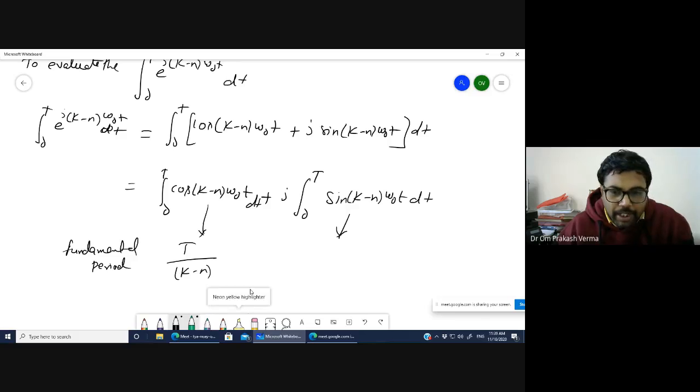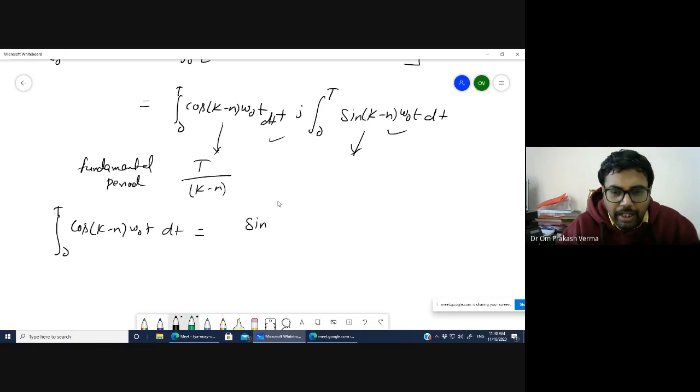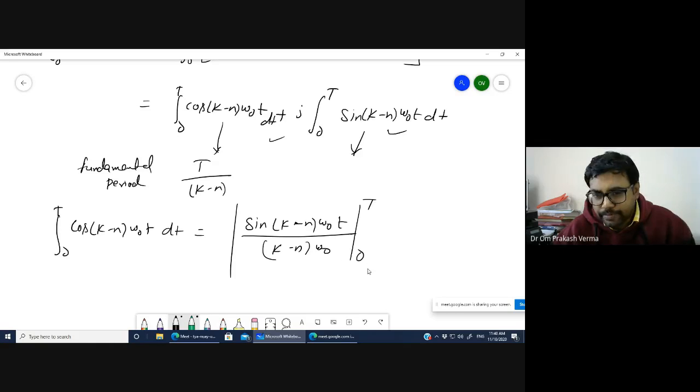वो एक काम करके देखते हैं, राइट? लेट्स से दोनों का सेम ही होगा क्योंकि कॉस और साइन का बोथ आर द सेम सिग्नल है ना. तो कॉस के माइनस एन ओमेगा नॉट टी को हम इंटीग्रेट करके देख लेते हैं 0 टू टी डी टी को. So you are saying sine (k minus n) omega naught t divided by (k minus n) omega naught, right? Yes, 0 to T.